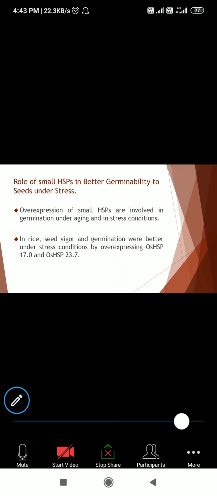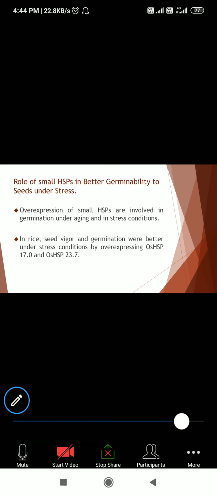So the role of small heat shock protein in better germinability to seeds under stress conditions. Simply, they have seen that when the seeds were allowed to germinate under stress conditions, again they have observed that there is the overexpression of certain heat shock proteins.